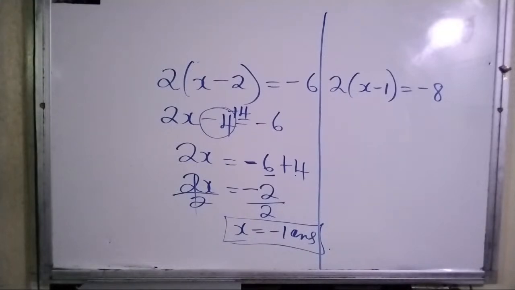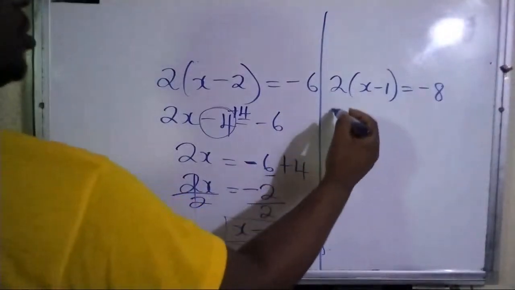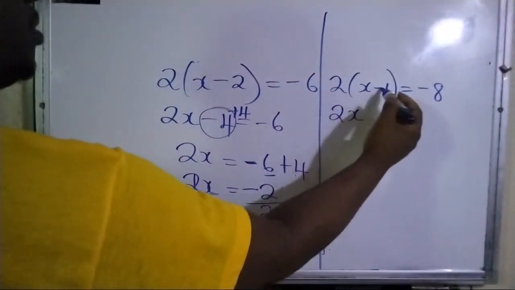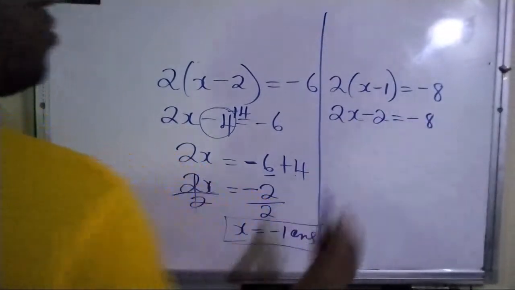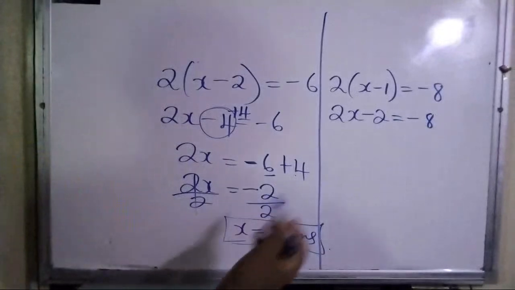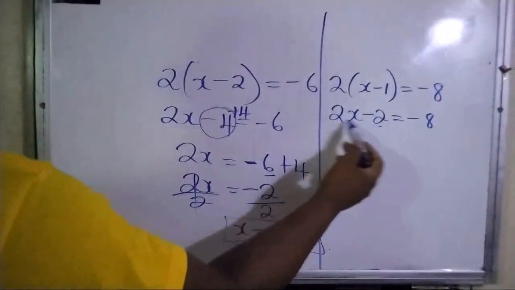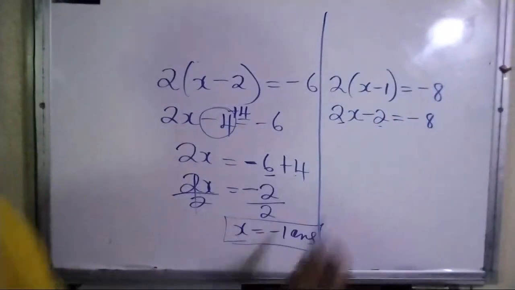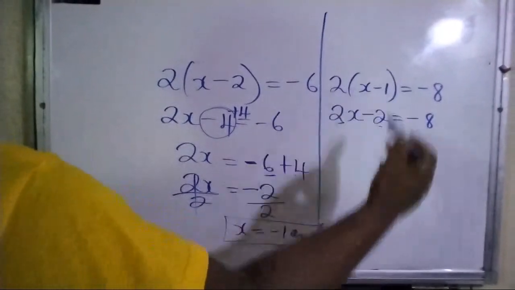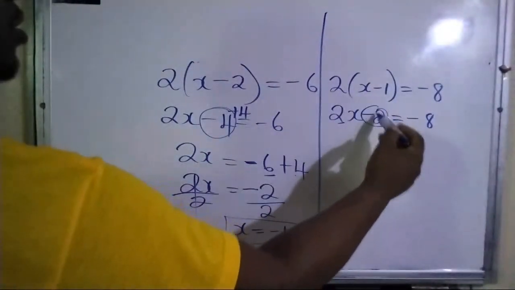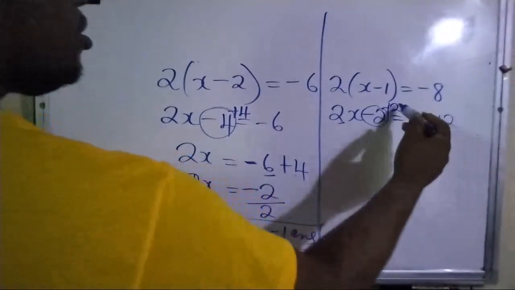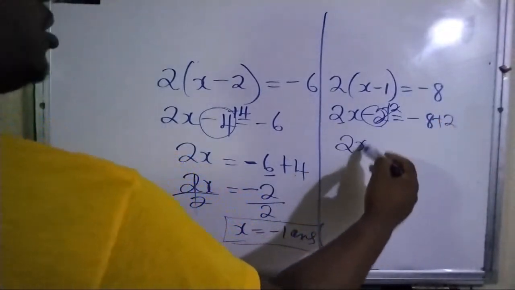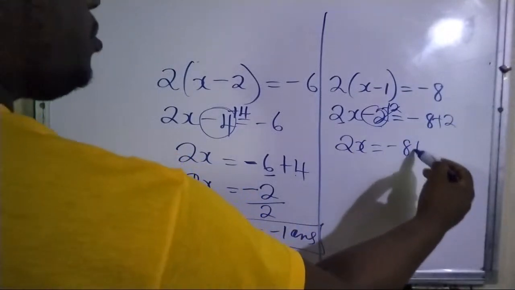Now you have to expand the bracket, right? So let's go. You multiply each term by 2, so it will be 2 times x, 2x, 2 times negative 1, negative 2, and then we have negative 8. So now we want to get x by itself, so we have to get rid of this negative 2. We take the opposite of minus, so you have plus 2, and you do that to both sides. So now we are left with 2x equal negative 8 plus 2.